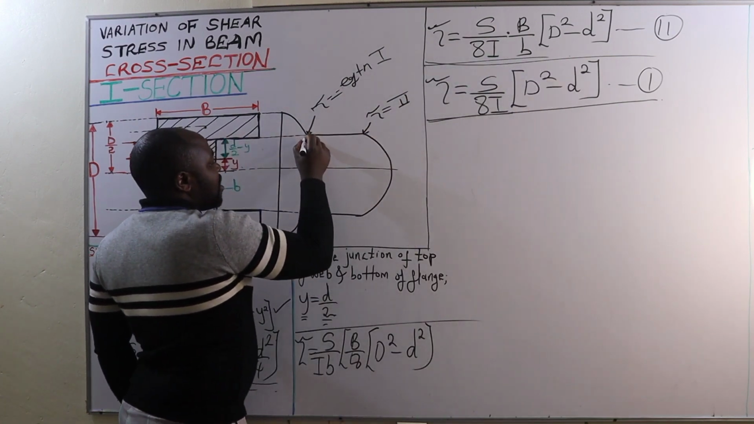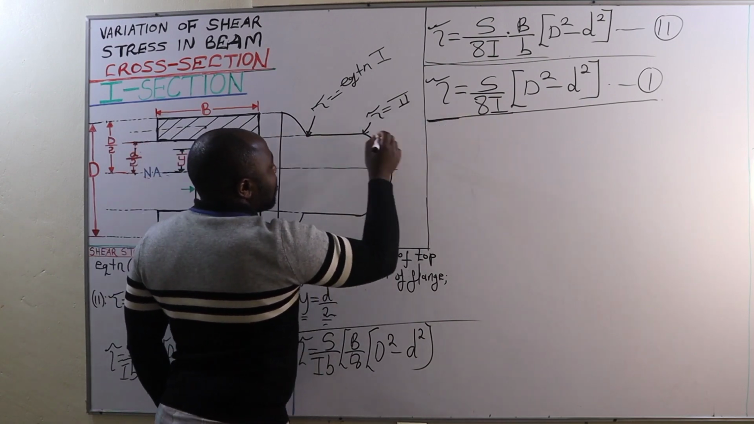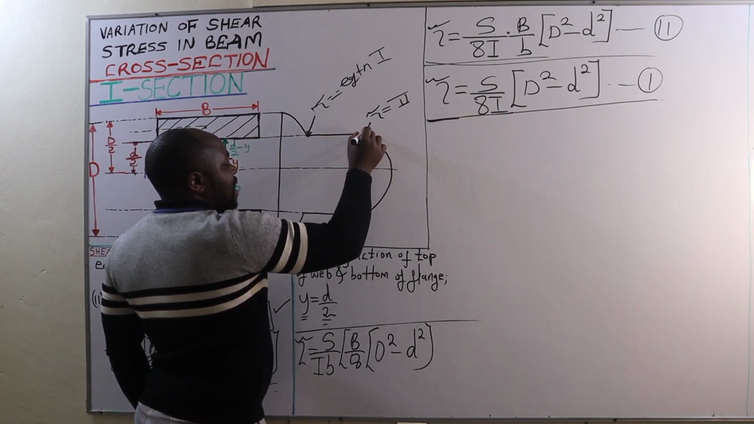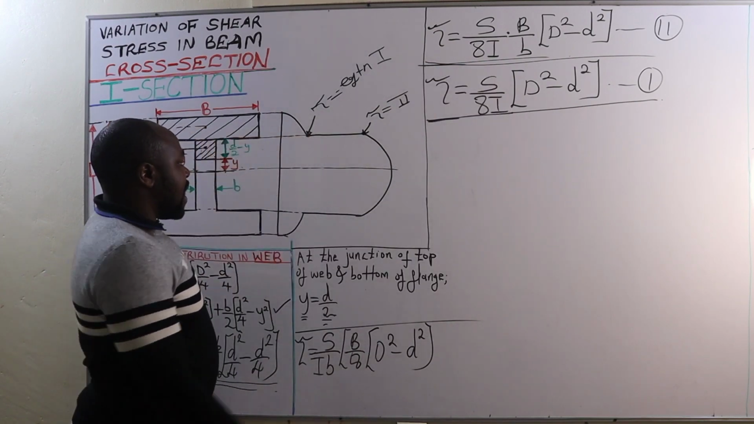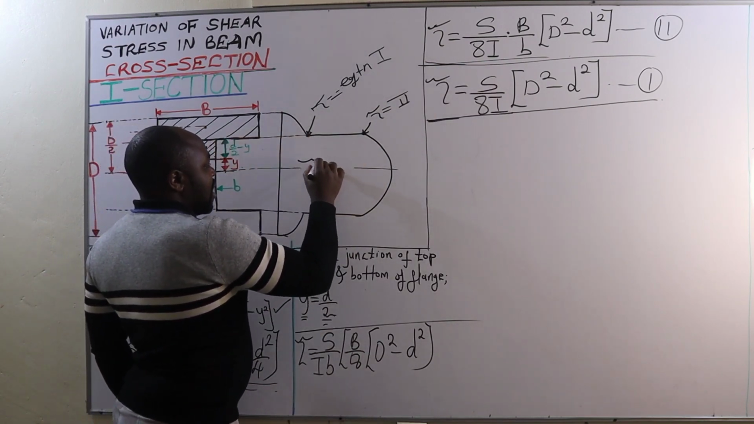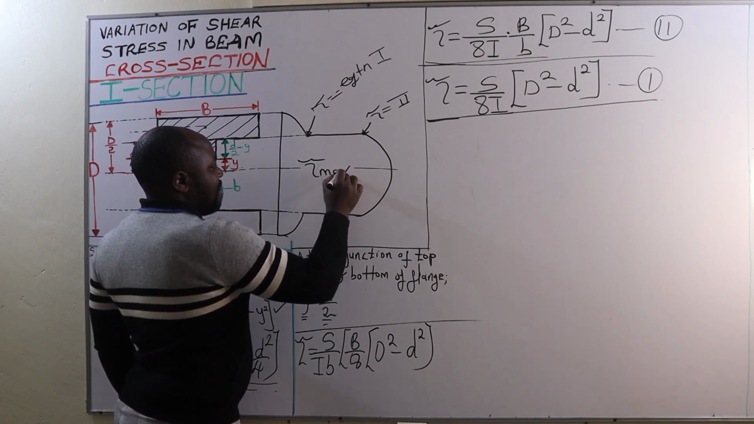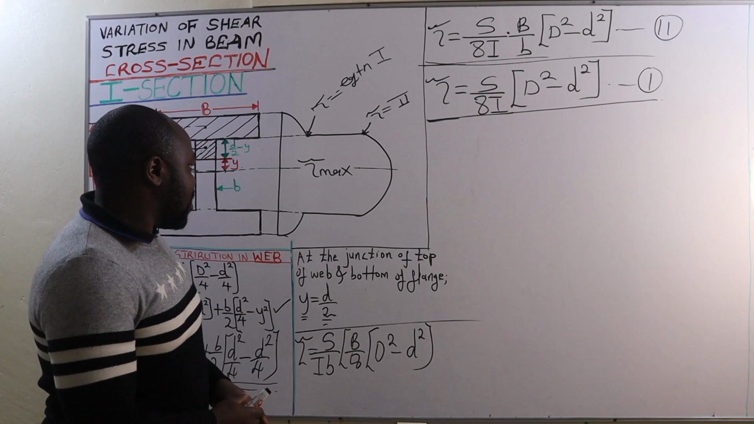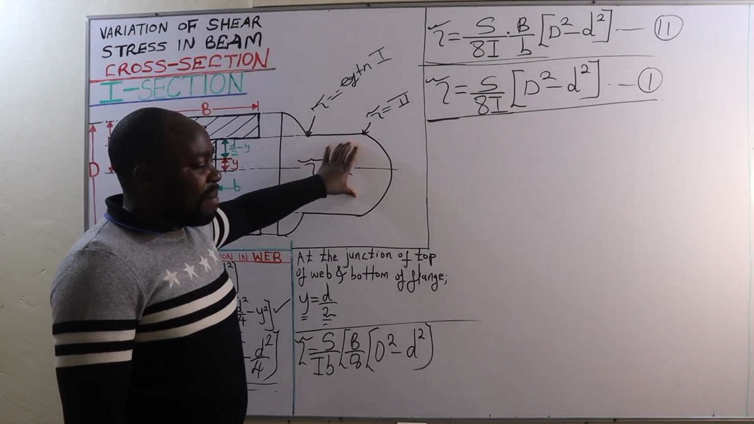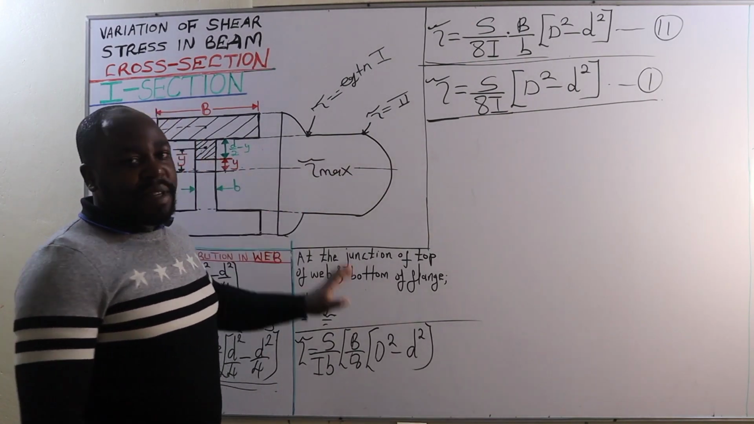So the shear stress here will be given by the first equation. The shear stress at this second point will be given by the second equation. At the neutral axis, shear stress is maximum. Therefore, ladies and gentlemen, that is how we plot the shear stress diagram for an I-beam section.